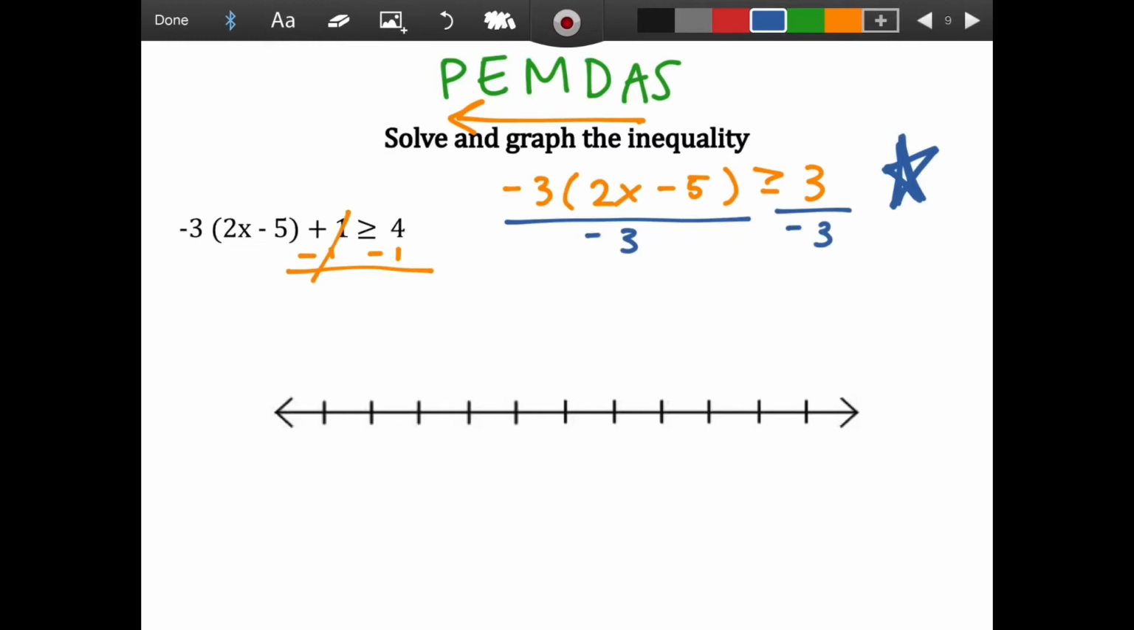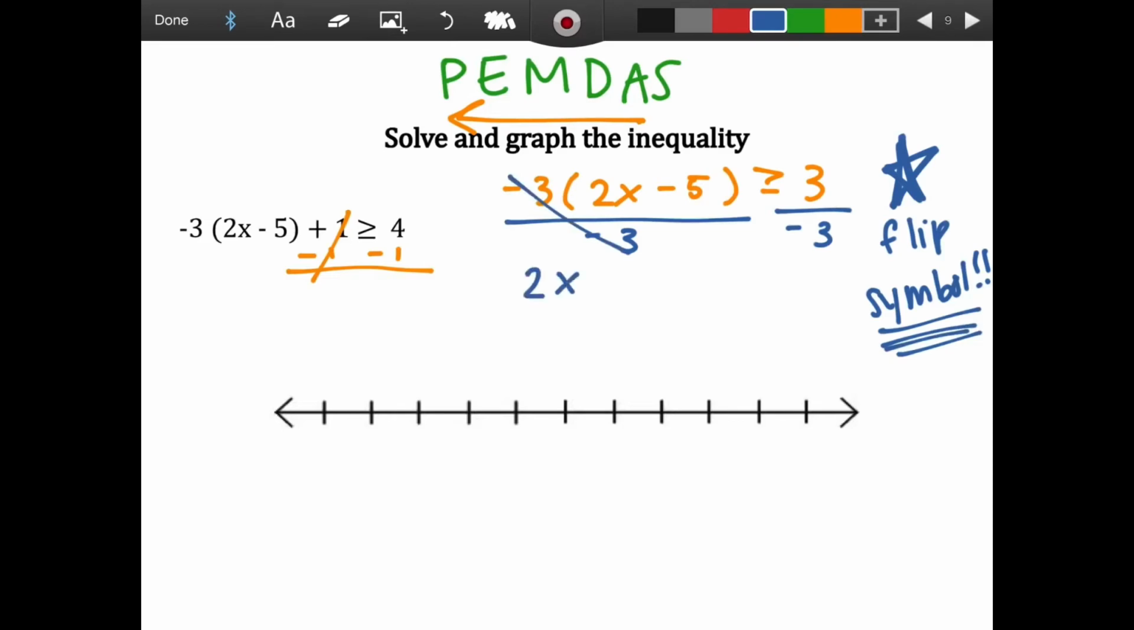The only difference between solving for an equation and solving for an inequality is if you multiply or divide by negative 1. When you multiply or divide by negative 1, you flip the symbol of your inequality. That's very important. Copy that down, put stars, underline, exclamation points, whatever you need to remember. So when we simplify this, negative 3 cancels out.